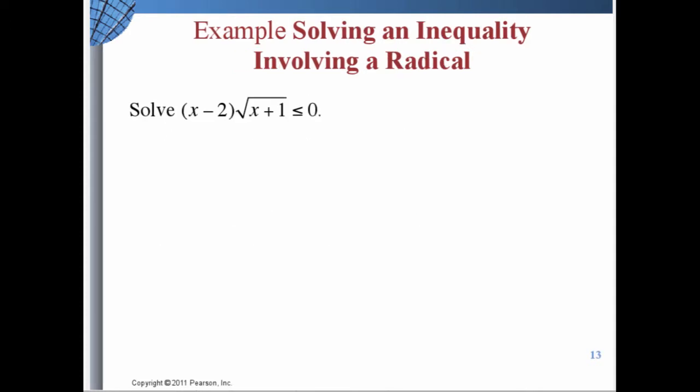Okay, so here's a slightly different example. Solving an inequality involving a radical. So here we have the quantity x minus 2 times the square root of the quantity x plus 1, all less than or equal to 0. So how might we go about solving this one? I'll give you a moment to think about that. Pause the video, think about how you would go about solving this and go ahead and solve it if you'd like, and then when you're ready, play the video.